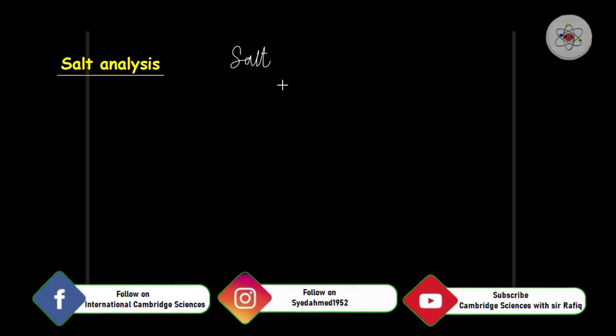As we all know, salt is an ionic compound which is the combination of a cation and an anion. For instance, if the salt is sodium chloride, sodium is the cation of the salt and chloride is the anion of the salt. Okay, so what exactly do we do in salt analysis?